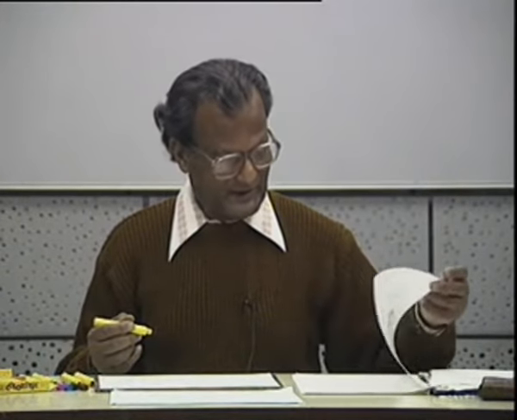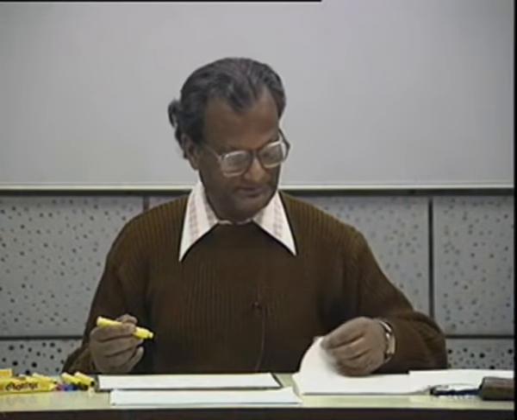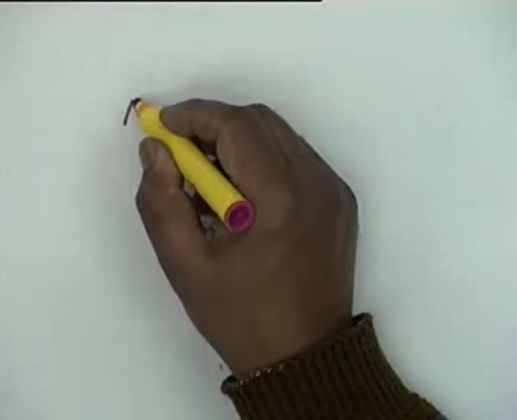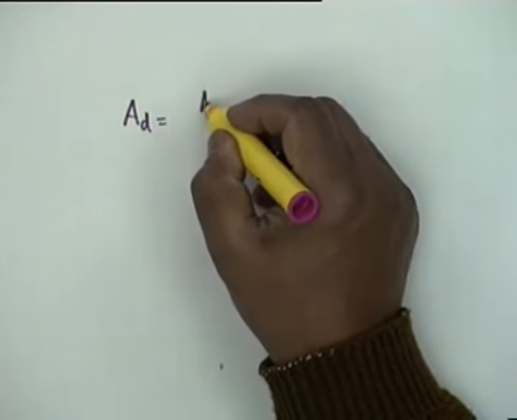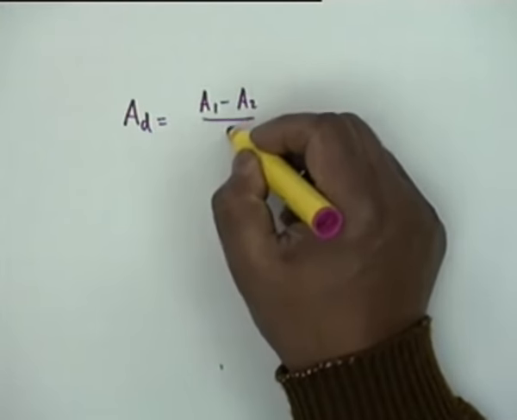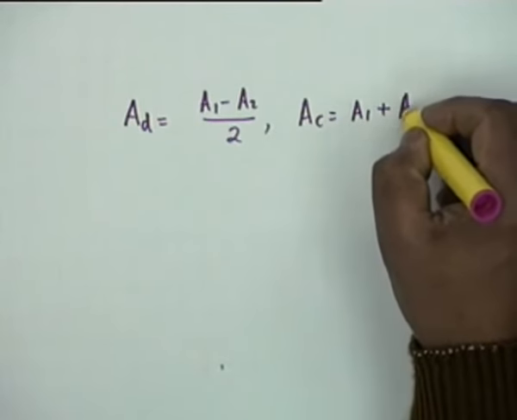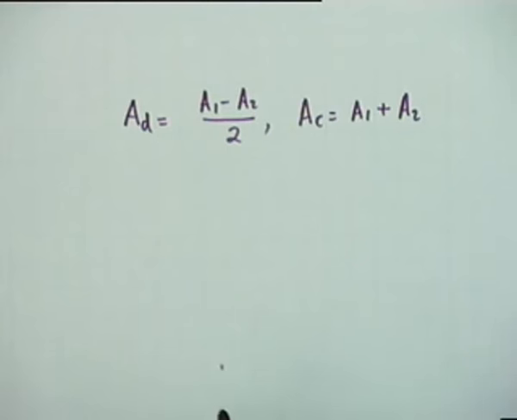I will simply write down the expression. AD, well, AD is equal to A1 minus A2 by 2 and AC is equal to A1 plus A2. They are very simply related. So, measuring any two of these parameters, of the four, any two of these parameters suffices to characterize the differential amplifier.